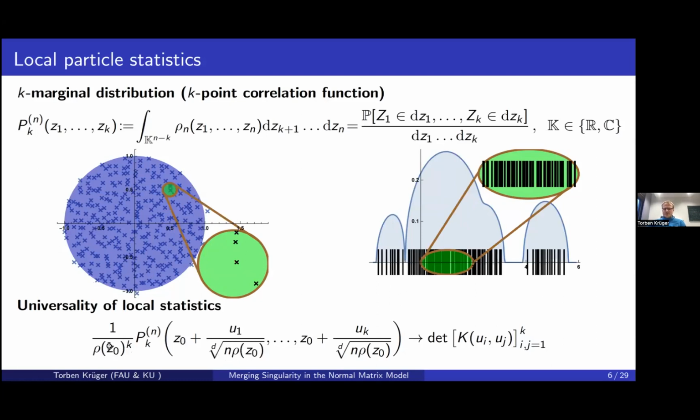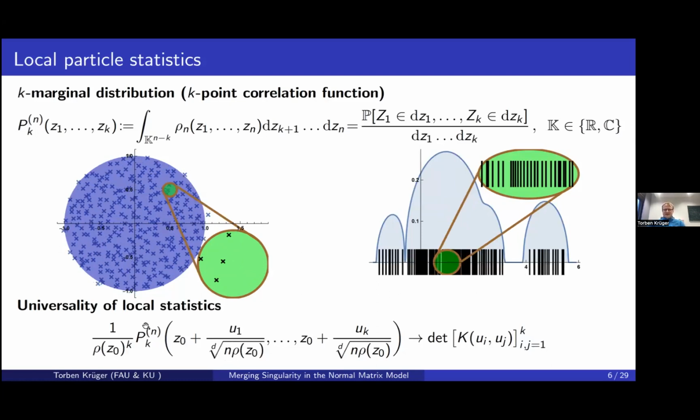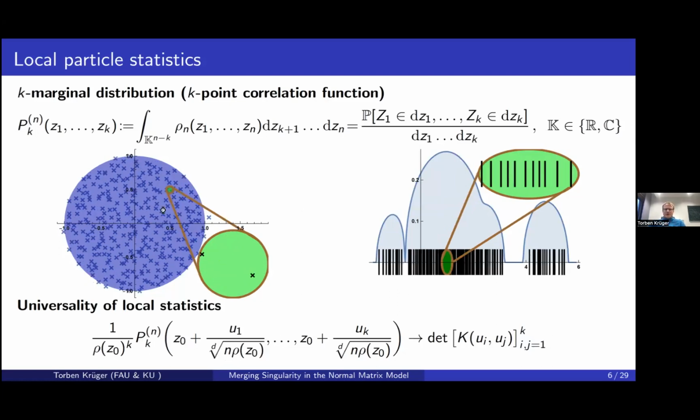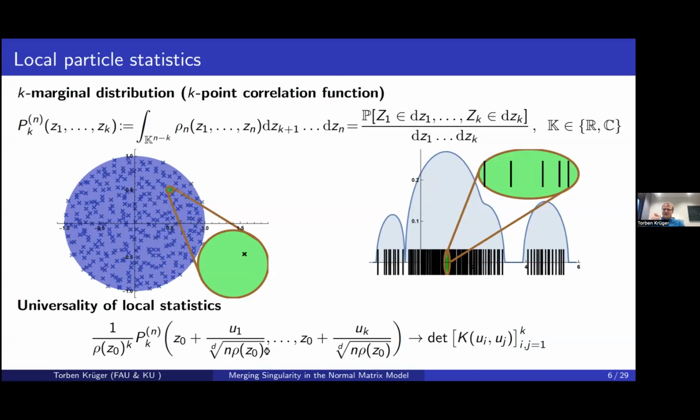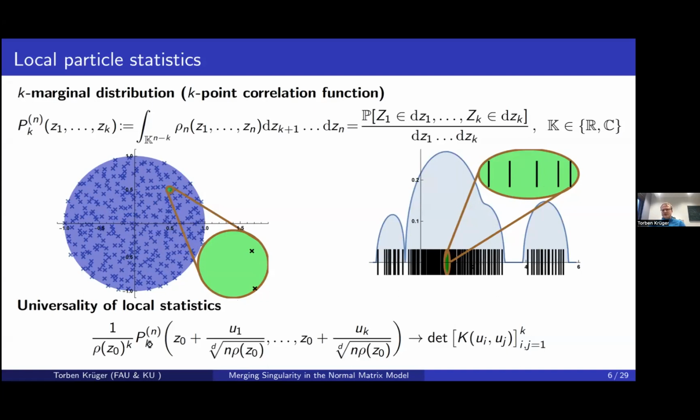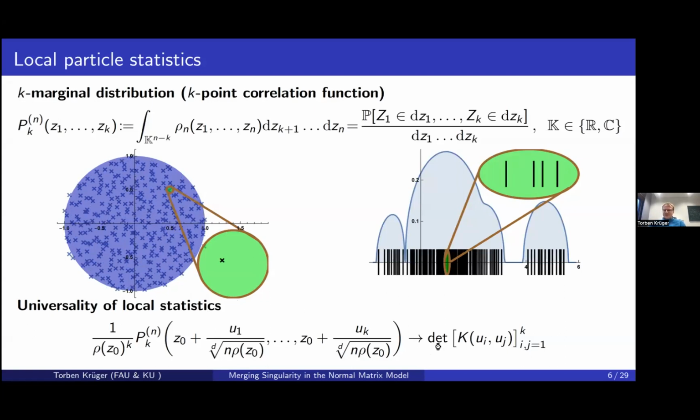So what you would really like to consider is the k-point correlation function at some point z0 somewhere in the spectrum or in the particle system, and then scaled correctly to the typical particle spacing scale. Then you want to know what comes out of that, the snapshot of this kind of statistical picture of the particle positions.